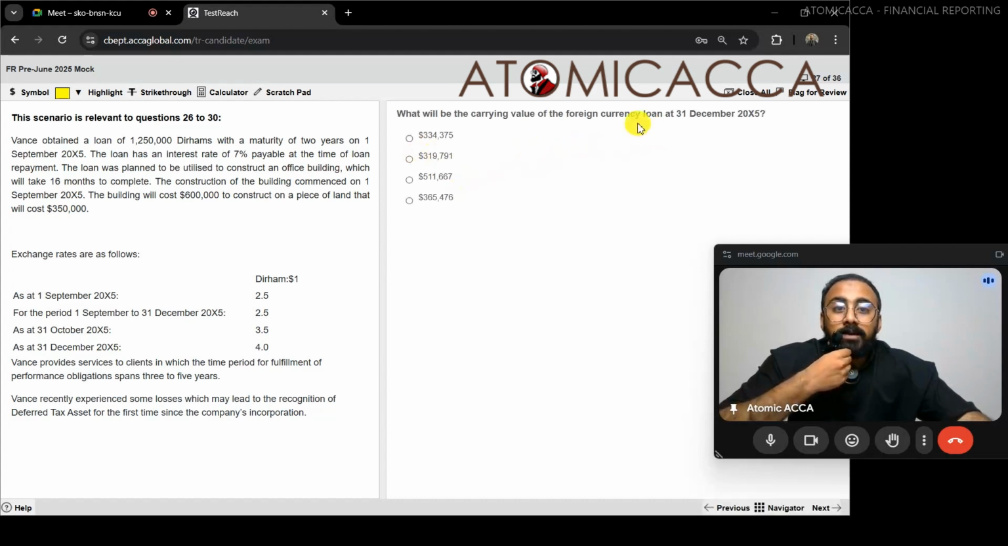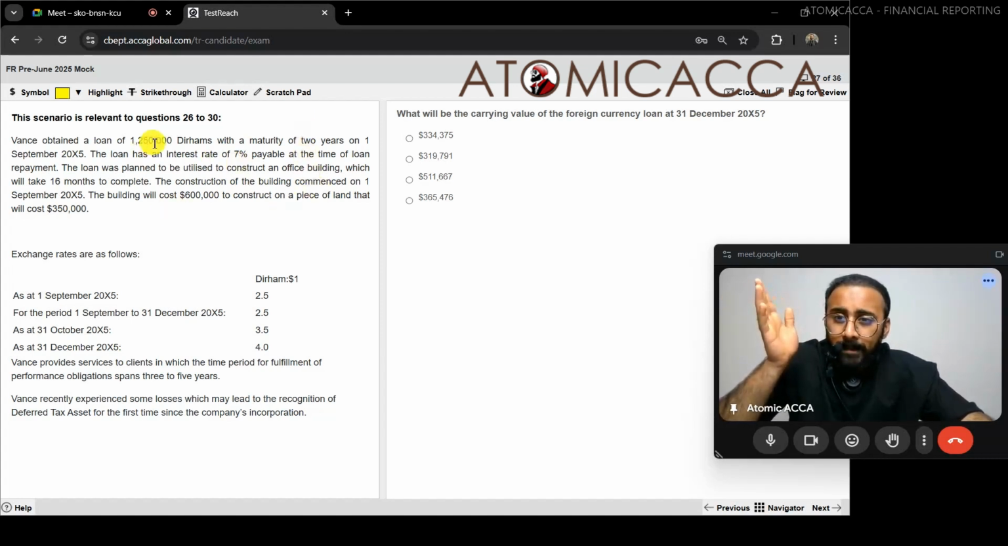What will be the carrying value of the foreign currency loan on 31st December X5? Now this is amortized cost accounting. So as per that, you will start at the opening figure. There's no issue cost or anything given over here, so you'll have an opening balance of 1.25 million. Then you will have to add the EIR figure. EIR rate is not given, so we can assume that it's 7%. So we have to add the EIR on top of this. This will lead to a closing figure.